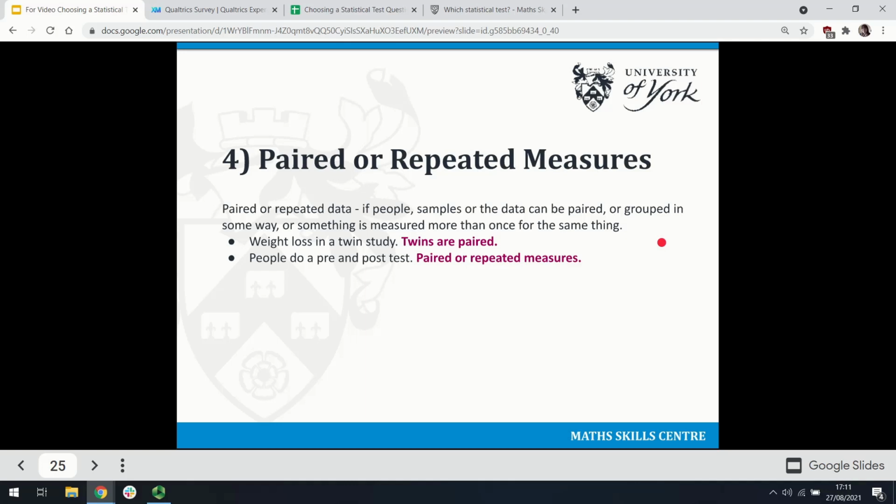Another example would be if you've got people doing a pre and a post test. You might even have people doing a pre, post, and maybe a delayed test. So there you've got paired data if it's just pre or post, or repeated measures if you've got pre, post, and delayed test. We're measuring people for the same thing. It would have to be the exact same test that you're giving those people, or the same questionnaire.